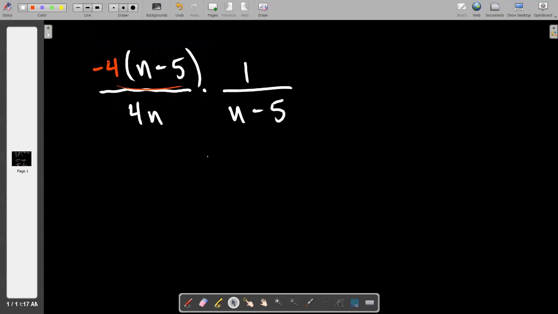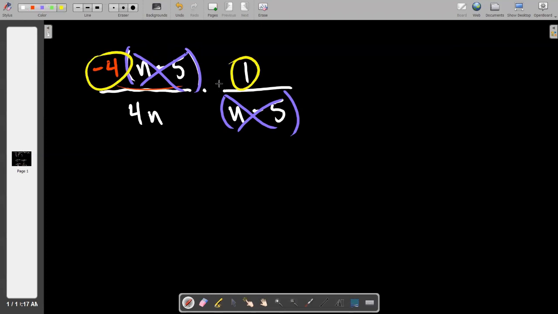And again, n minus 5, you might say, well, that's a subtraction. Yes, I get that it's subtraction, but it's its own entity. And this n minus 5 in these parentheses can cancel this n minus 5 on the bottom, because that n minus 5 is an entity. If it makes you feel better to put it in parentheses to make it more visual, then do that. But anyways, the n minus 5s both cancel each other out. So I'm left now with factors: a -4, a 4, and an n.